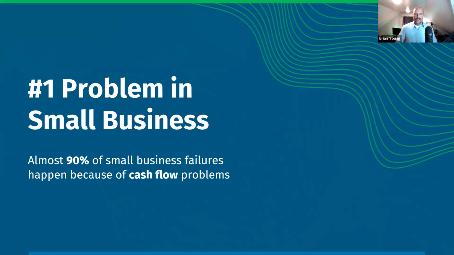So number one problem in small business, almost 90% of small business failures happen because of cash flow problems. This is real. It's an issue, and it is something that is just epidemic all over.